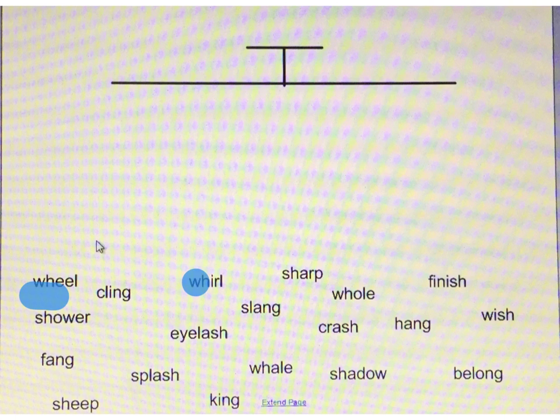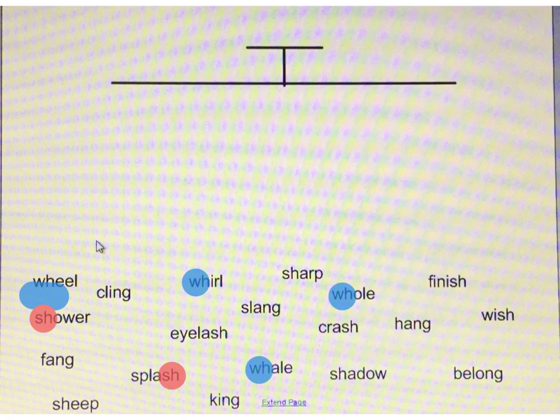What about whirl? Whole, as in I ate the whole pizza all by myself. What about in whale? I see WH in that word too. I see another digraph in this word. Shower. Yep, the SH digraph says shh.